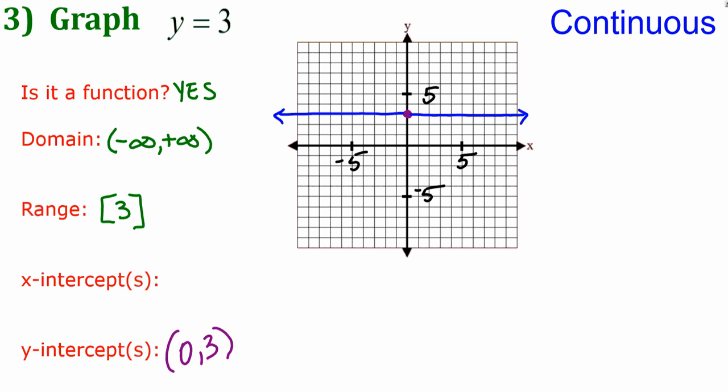Do we have any x-intercepts? Any places where it crosses the x-axis? No, we do not. And so we don't have any x-intercepts, so we would just write none.